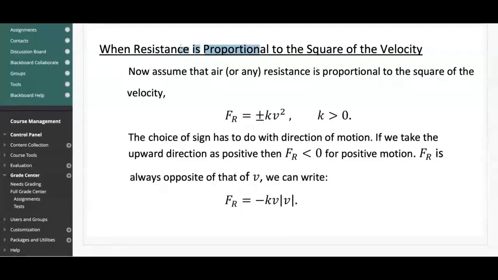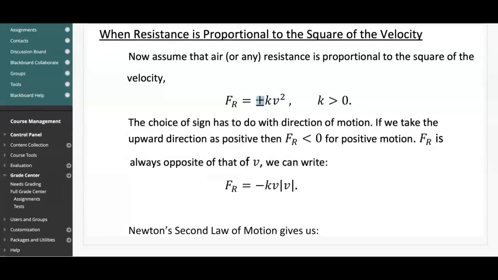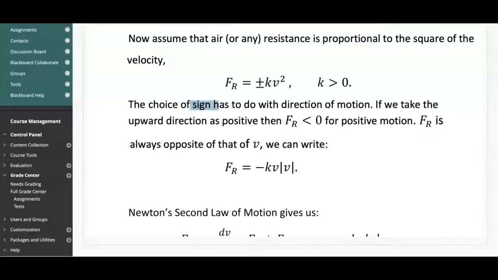So when resistance is proportional to the square of the velocity, this is just one of the differential equations. Assume the air or any resistance is proportional to the square of the velocity. So the force of resistance is plus or minus k v squared. In this case, k we define as a positive number. The choice of sign has to do with the direction of motion.